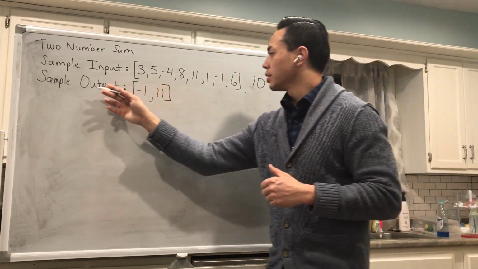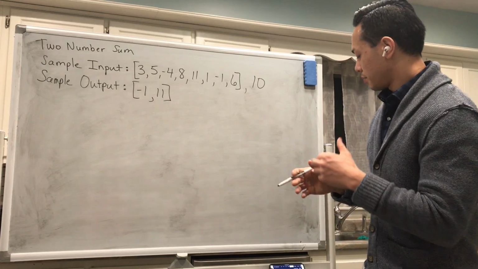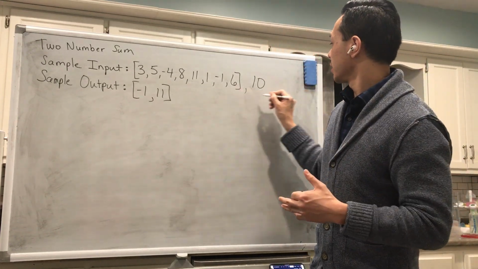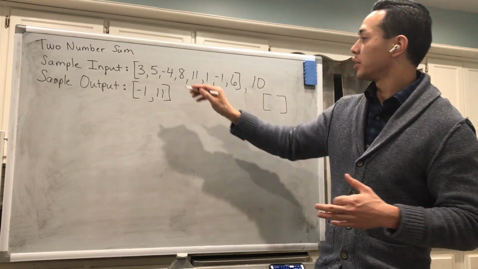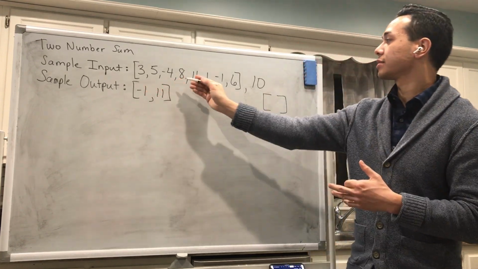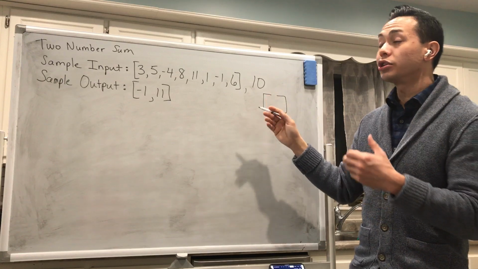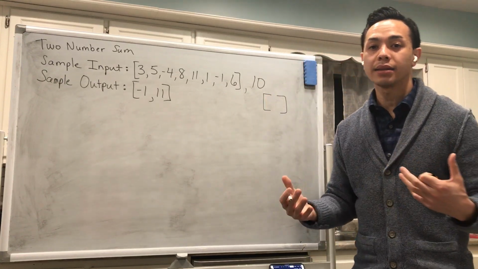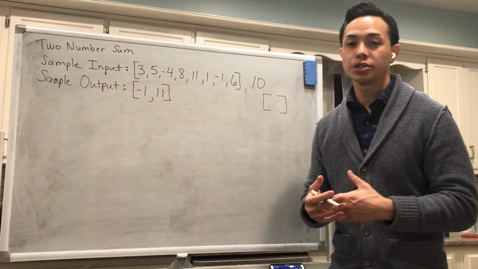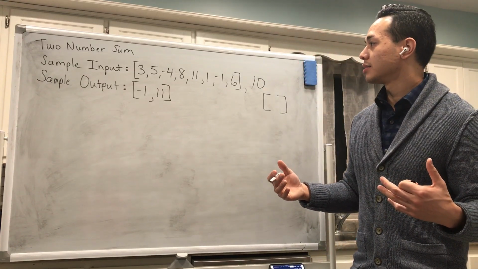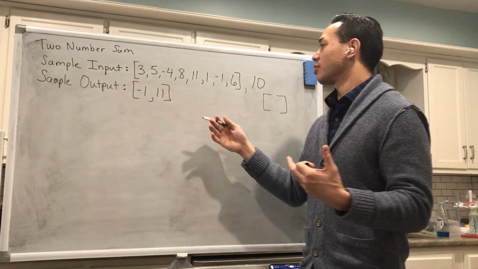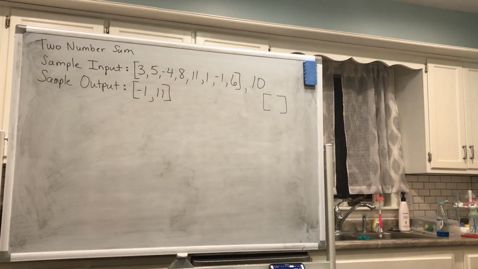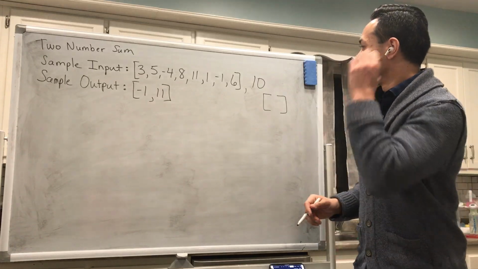Let's look at the sample output. Okay, so sample output, basically the problem says no matter what, you're going to return an array. Whether that's an empty array or an array that has the actual pair of numbers that sum up to the target sum, you're going to return an array. Now for this problem, I'm going to be using Python as the programming language of choice. And in Python we don't have these arrays, they're called lists, so we're going to be referring to lists.